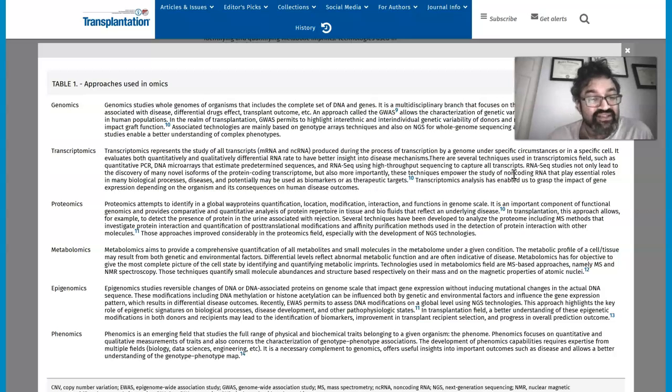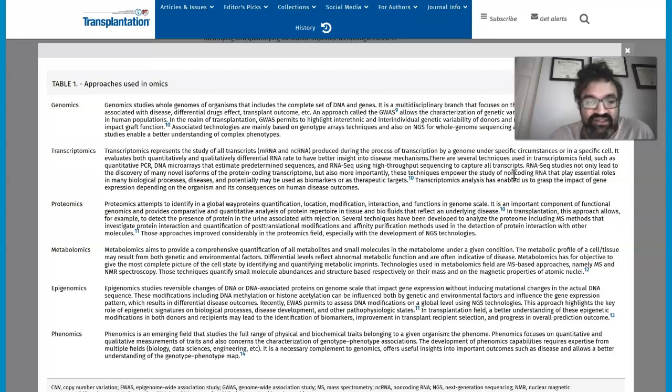The key role of epigenetic signatures, and this is an interesting concept, on biological processes, disease development, and other pathophysiologic states. By the way, in the transplantation field, a better understanding of epigenetic modifications of both donors and recipients may lead to biomarkers, improvement in transplant recipient selection and progress, and overall prediction of outcomes. I've actually chaired a dissertation on transplantation scoring systems and outcomes. Now, this is a basic principle I'm not going to go into detail about, but one important interaction that takes place in transplantation is that the host actually rejects the transplant due to a sort of allergic reaction.